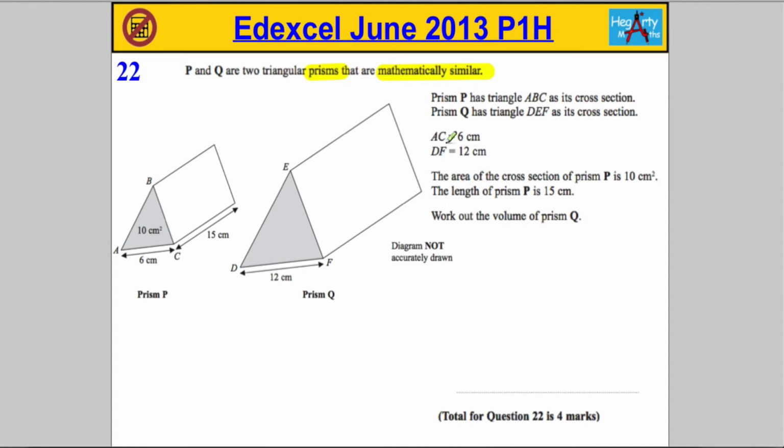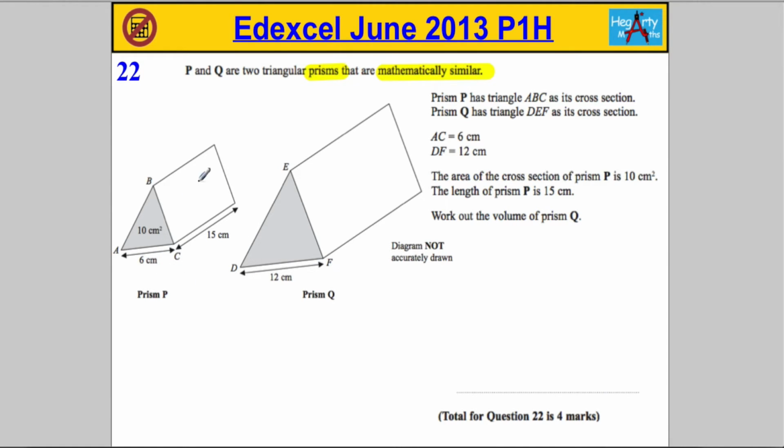We're given some measurements, and it tells us that the area of the cross section of P is 10 cm squared. The length of the prism P is 15 centimeters, and we're asked to work out the volume of Q. So let's see how we're going to go about doing this.